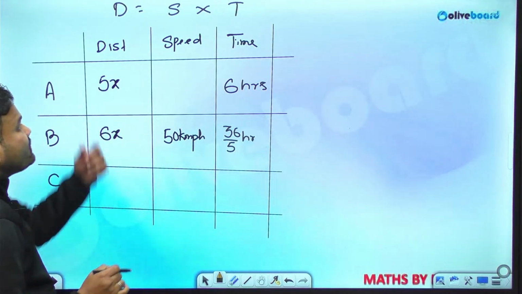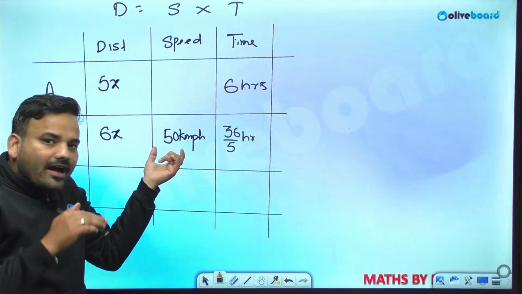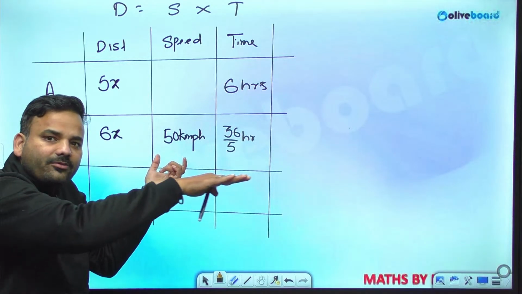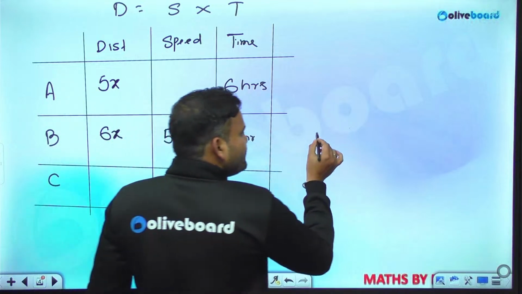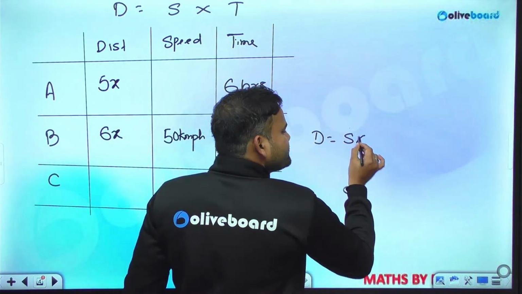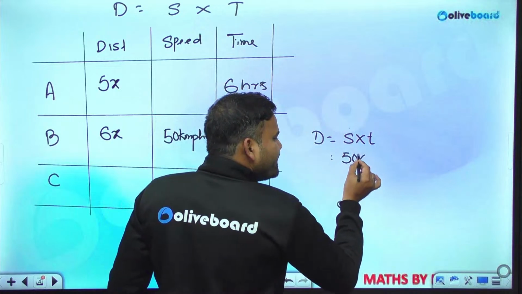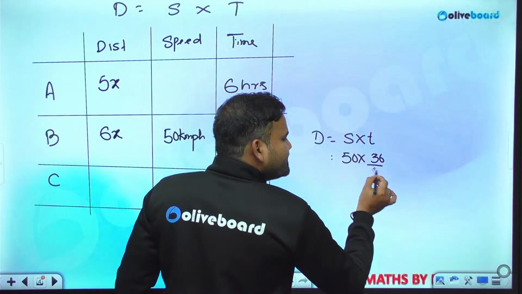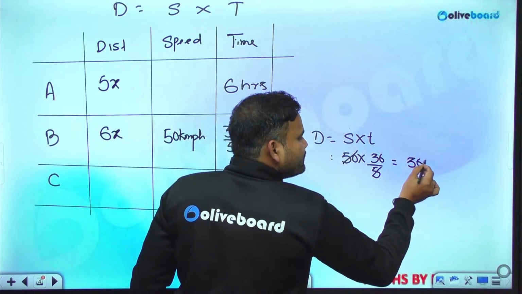See, distance equals speed into time. Car B is moving with an average speed of 50 km per hour, and he is taking a duration of 36 by 5 hours. That means, what is the distance traveled? So distance equals speed multiplied by time. With an average speed of 50 km per hour, if somebody is traveling up to 36 by 5 hours, that means the entire distance traveled by that person will be 360 km.